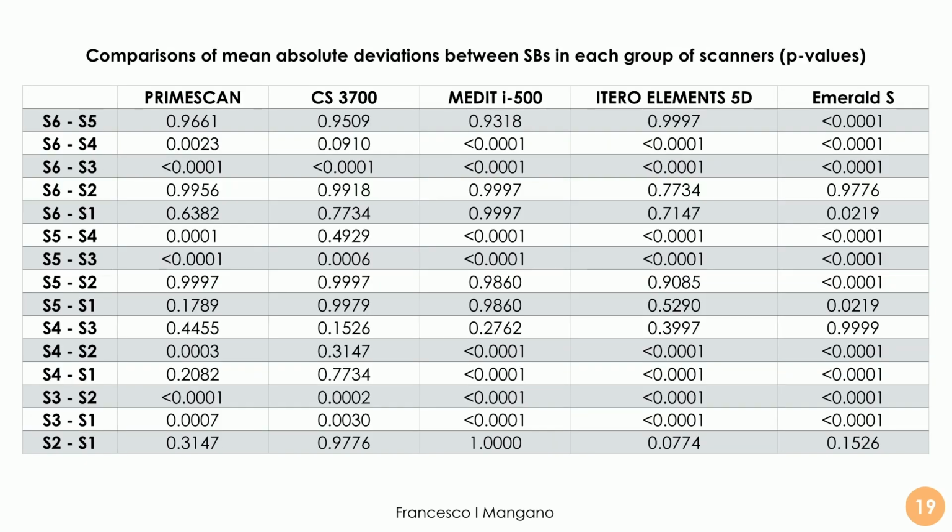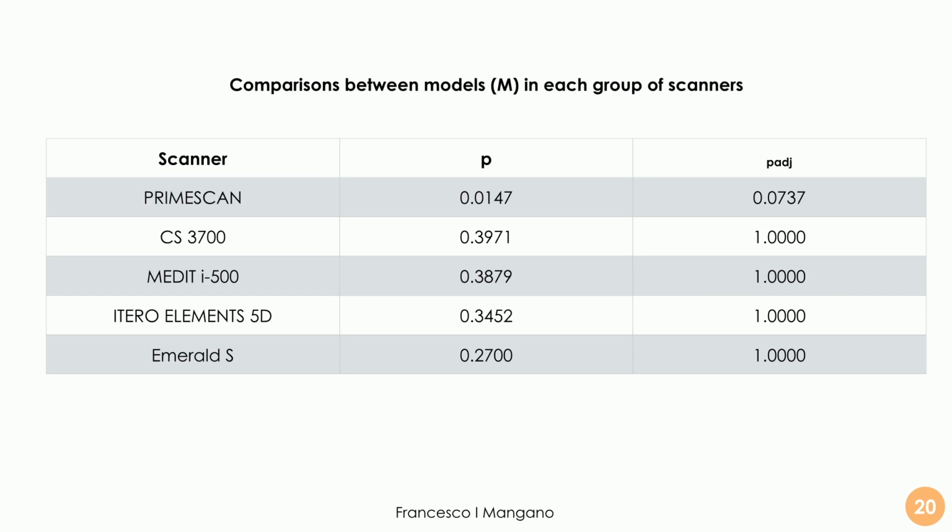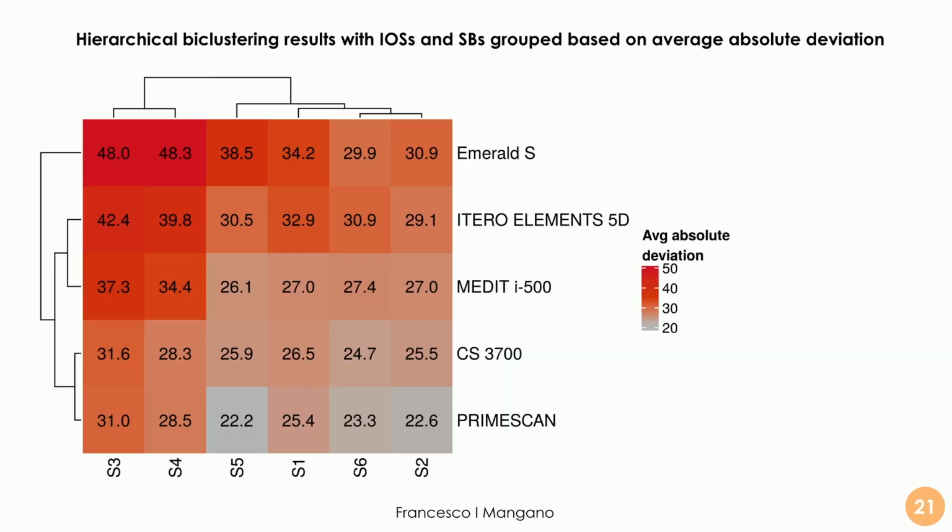We can see here that we don't have statistically significant differences among the models, because we have captured 10 models per each scanner, and among the models within each group we don't have any statistically significant difference. So the operator is the same, the conditions are the same, the strategy is the same. Among the models we don't see any statistically significant difference. Among the scan bodies we see a statistically significant difference. This may be related to the scanner strategy in this case.